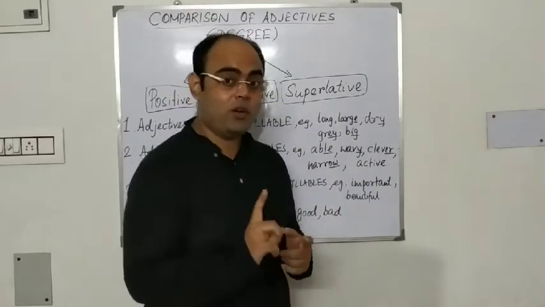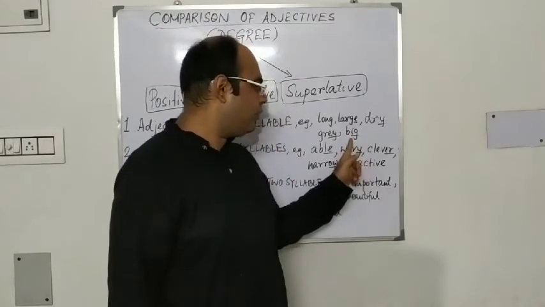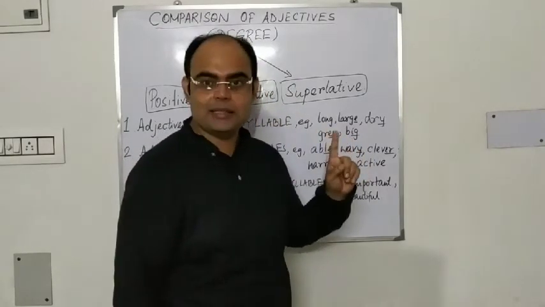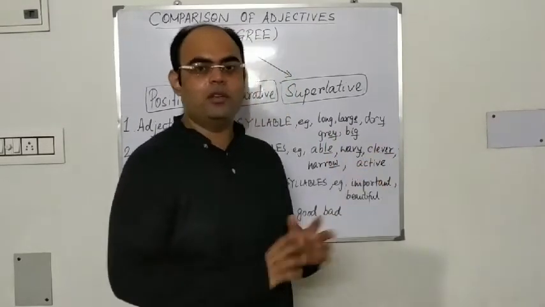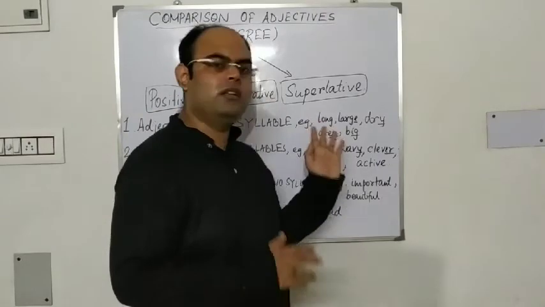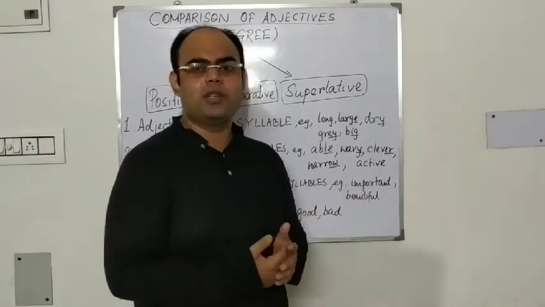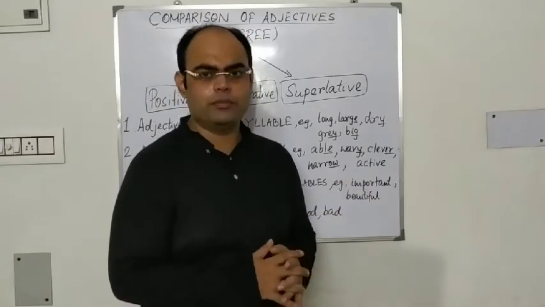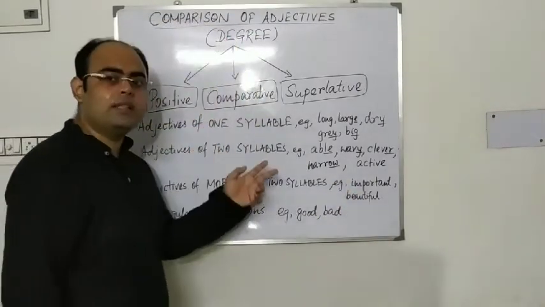But this is the case only if there is one single consonant at the end and before that one single vowel. If there are two consonants before a vowel, no, it will follow only the normal rule. If there are two vowels before the consonant, again it will follow the normal rule. So this is the entire thing about adjectives of one syllable.